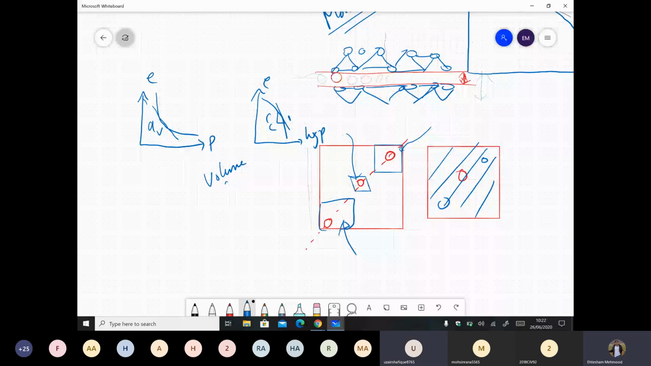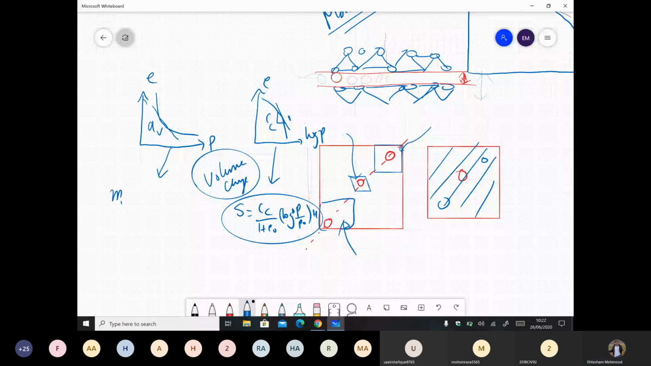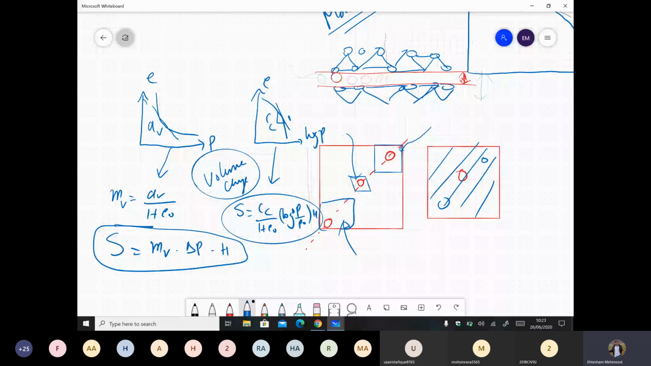According to it, settlement is equal to Cc over 1 plus e naught into log of delta P over P naught, into the thickness of the clay layer. This is the formula for finding settlement if we have the Cc value. And in av, we have to convert it into mv, and then settlement is equal to mv into delta P into H. So it will depend on what data you have been provided.